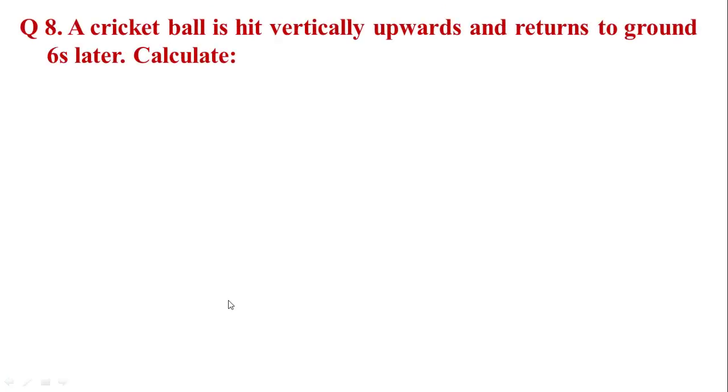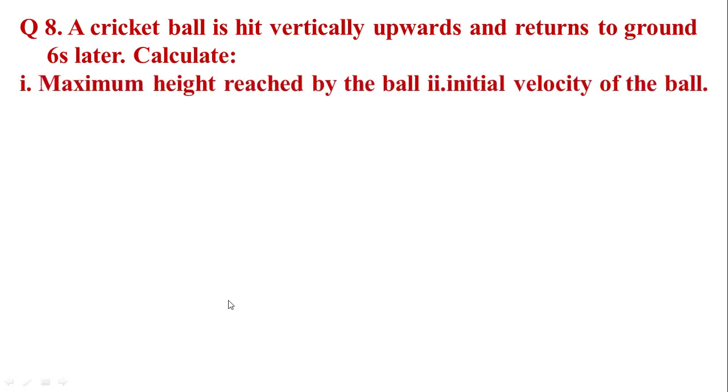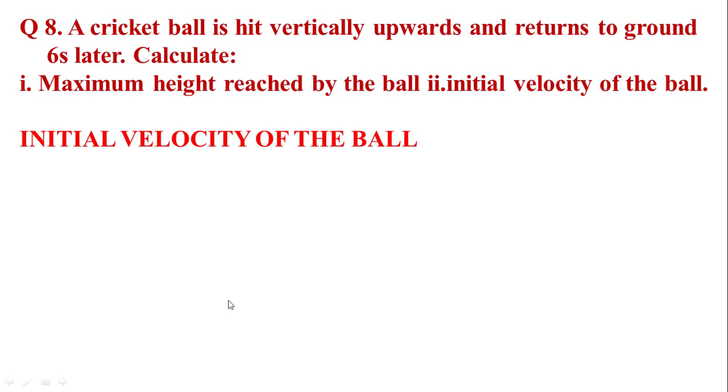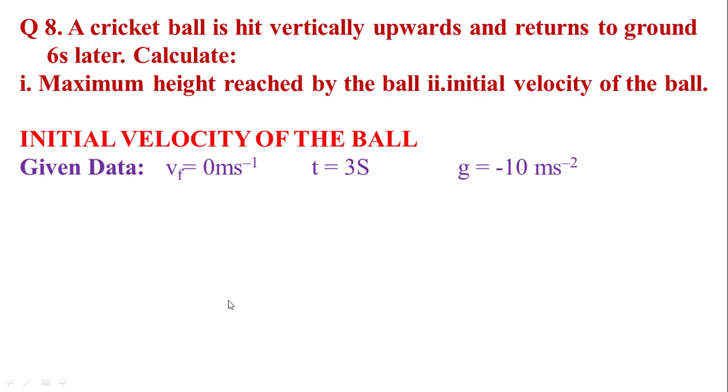In question number 8, a cricket ball is hit vertically upward and returns to the ground 6 seconds later. Calculate the maximum height reached by the ball and the initial velocity of the ball. First we calculate the initial velocity of the ball. We write the given data. At maximum height, Vf is equal to 0 and the time will be half to reach the maximum height, so t is equal to 3 seconds.